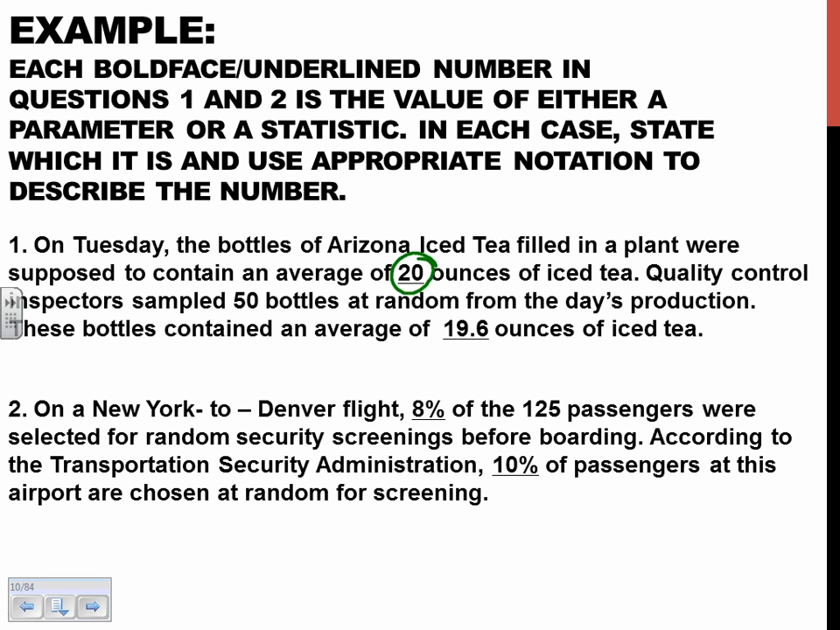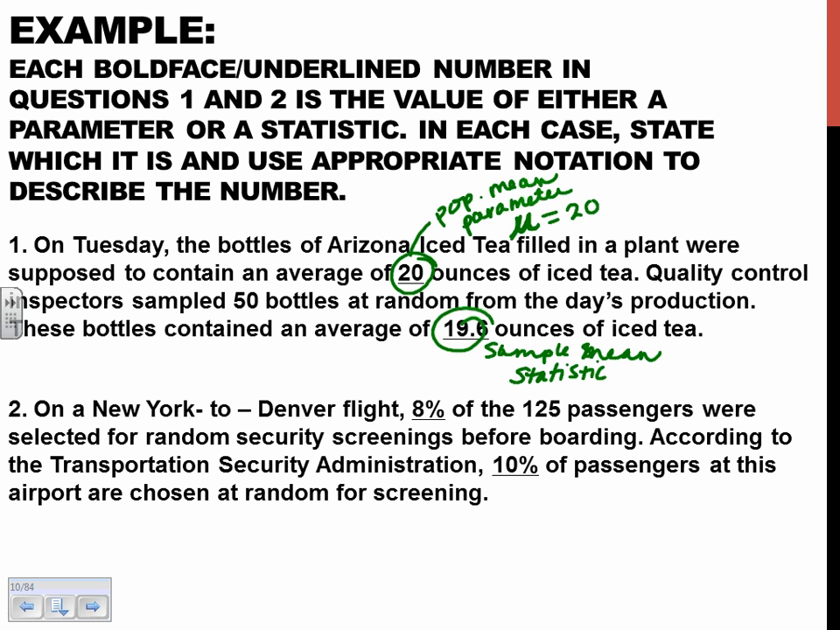The 20 right here is a population mean. Okay, so this is a parameter. And the population mean symbol is mu equals 20. Remember, Greek cows say mu. Okay, and then this 19.6, this is the sample mean. So this is a statistic. And the sample mean is x bar equals 19.6. Okay, on the next one.